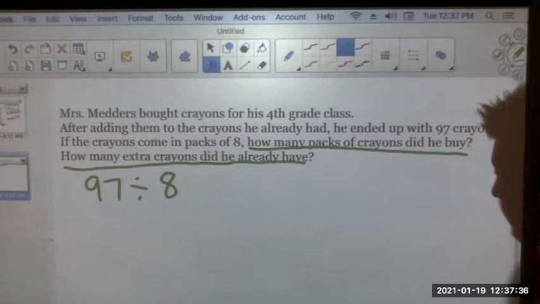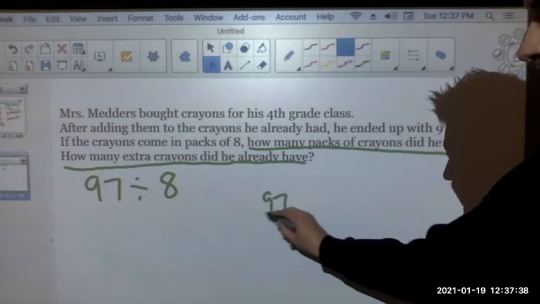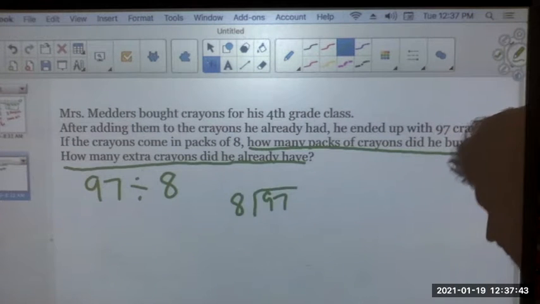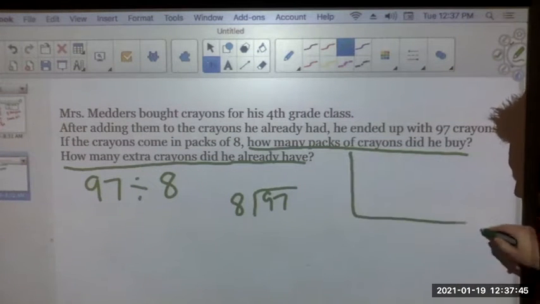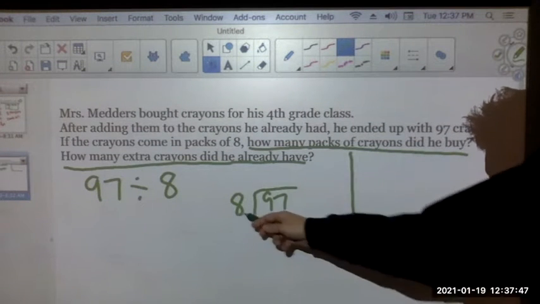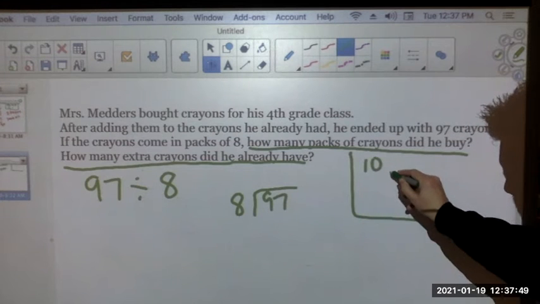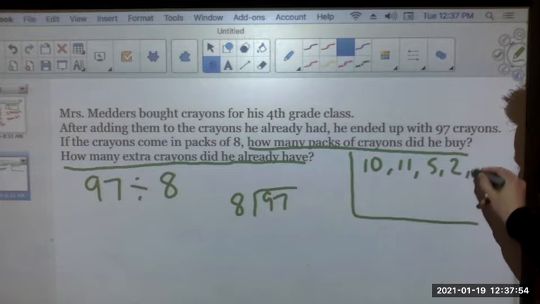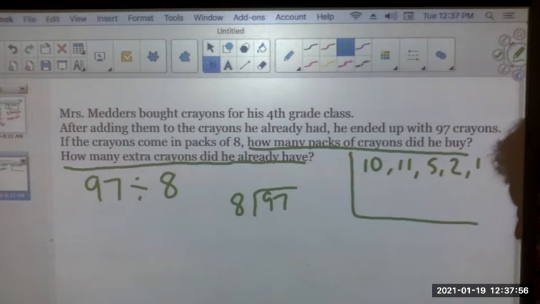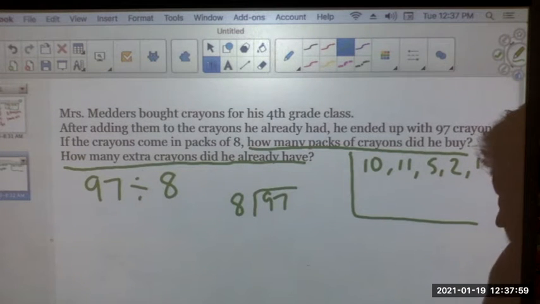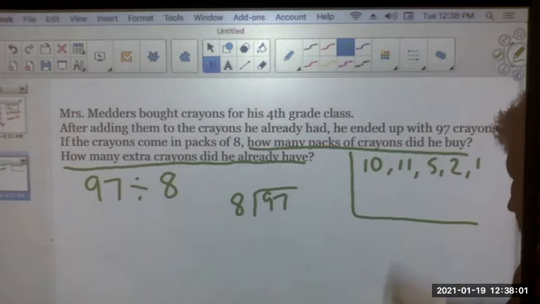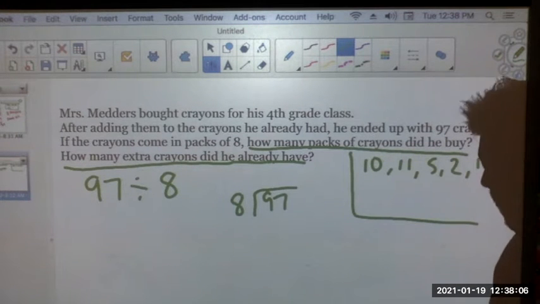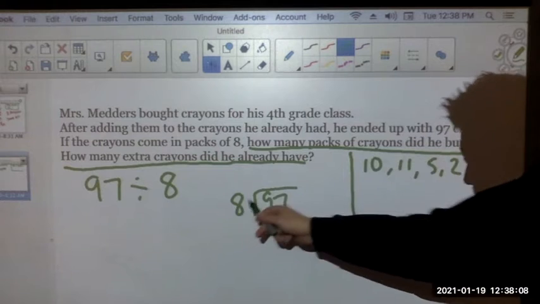All right, so we're going to set up our problem. We've got 97 divided by 8. Remember, give yourself some space to work. I'm going to come up with some friendly facts that I know, getting as close to this as I can. 10, 11, 5, 2, and 1. Now, you might know some facts other than that. You might know your 9s. You can put those in there. You might know your 12s. You can put 12 in there. These friendly facts are for you to choose, okay? I'm going to start with my biggest one. 8 times 11.